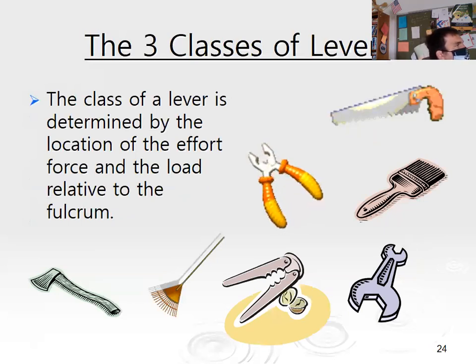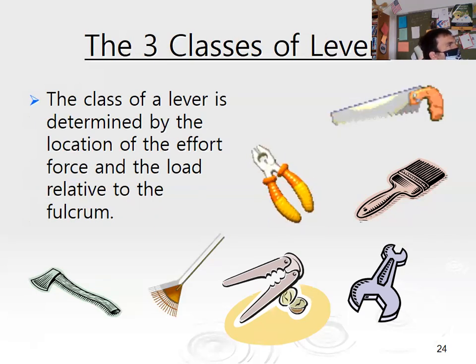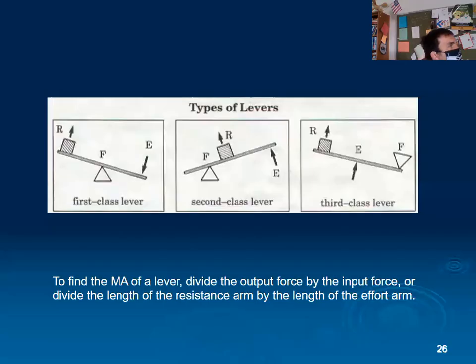The 3 classes of levers are first class, second class, and third class, determined by the location of the effort, load, and fulcrum. Here are the 3 different classes of lever. These are things you need to know. In a first class lever, what's in the middle? The fulcrum. In a second class lever, what's in the middle? The resistance or the load. The effort is on the end. And in a third class lever, what's in the middle? The input or the effort.